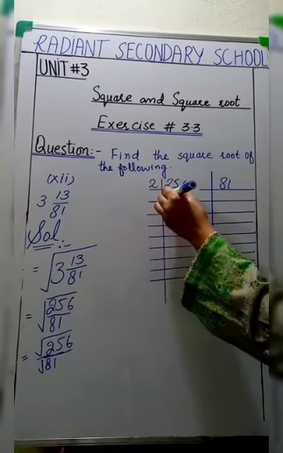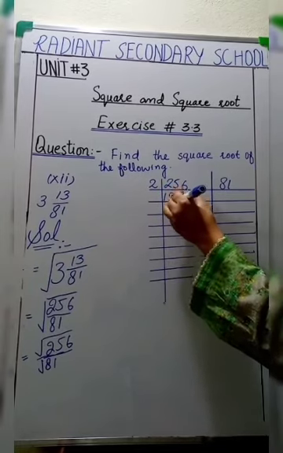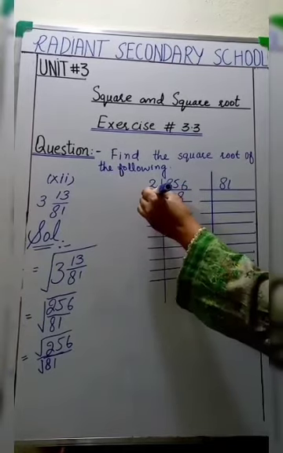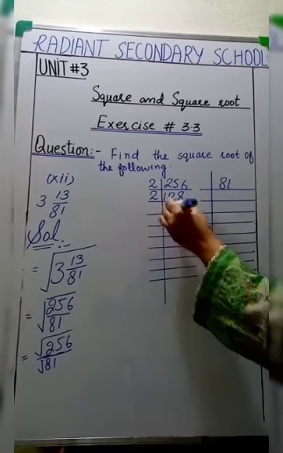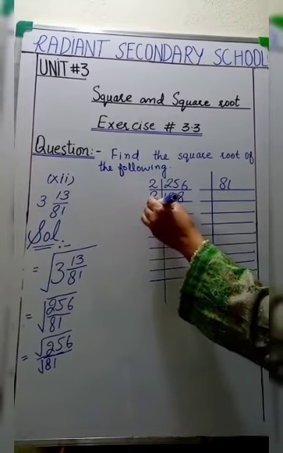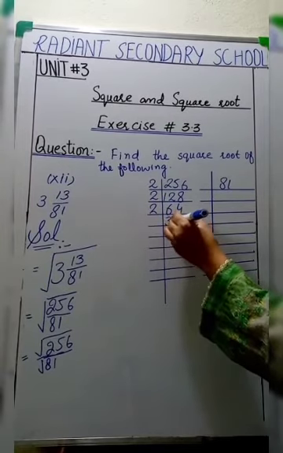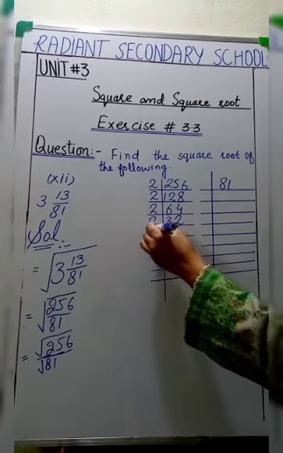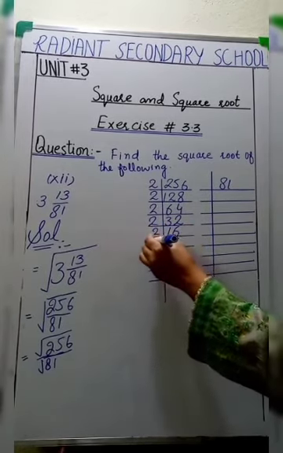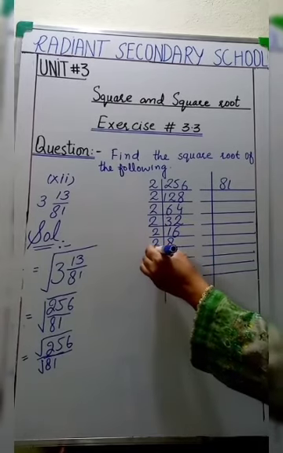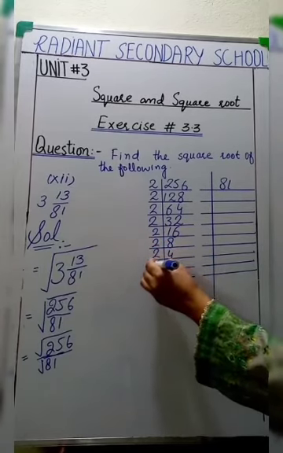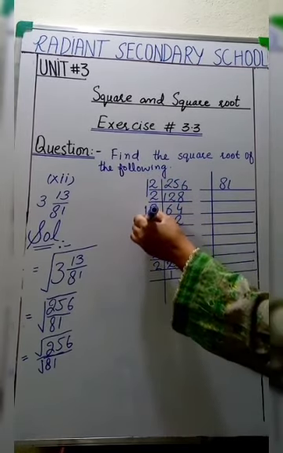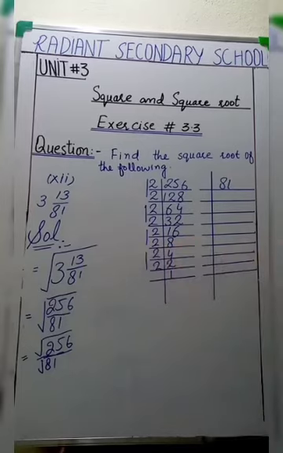2 1s are 2, 2 2s are 4, 2 8s are 16. Again I will take 2 because I want to make the pairs. 2 6s are 12, 2 4s are 8, 2 3s are 6, 2 2s are 4, 2 1s are 2, 2 6s are 12, 2 8s are 16, 2 4s are 8, 2 2s are 4 and 2 1s are 2. So there are 4 pairs of 2.